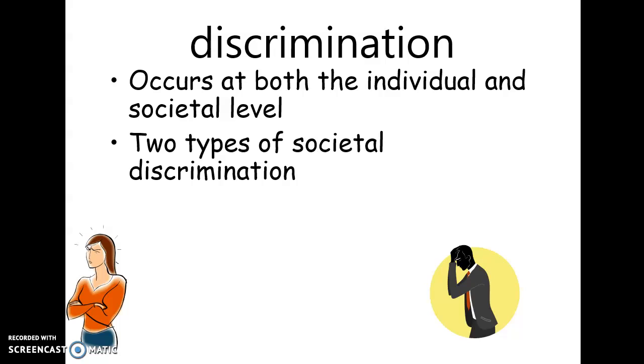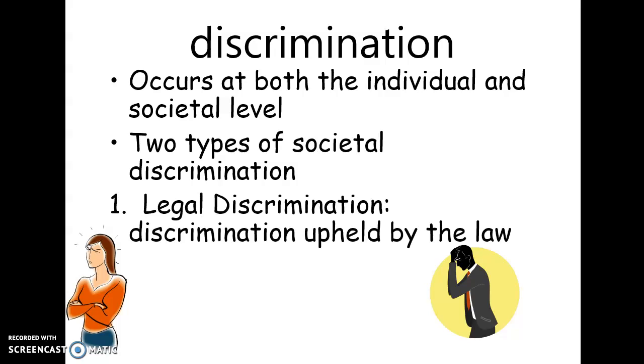So there's two types of societal discrimination. The first type of societal discrimination is legal discrimination. That's discrimination that's upheld by the law. For example, in the United States after the Civil War, we had the Jim Crow laws, which said flat out that black people and white people were not allowed to share the same spaces, go to the same schools, drink at the same water fountains, etc.